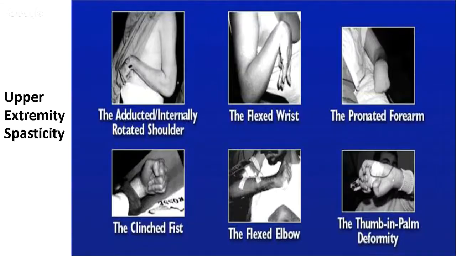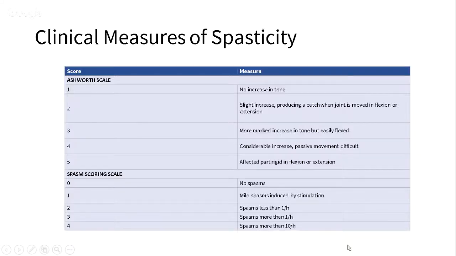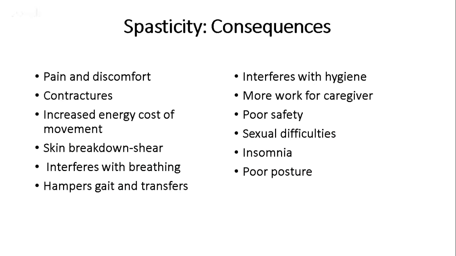Other than that, these are just brief pictures from a lecture that I saw. This is an adducted, internally rotated shoulder here. This is a flexed wrist, the pronated arm, the flexed elbow here, the thumb-in-palm deformity that you see in spasticity here. This is a striatal toe, the flexed knee and the adducted thighs. So they sometimes use the Ashworth scale or the spasm scoring scale for spasticity. These are the brief consequences.